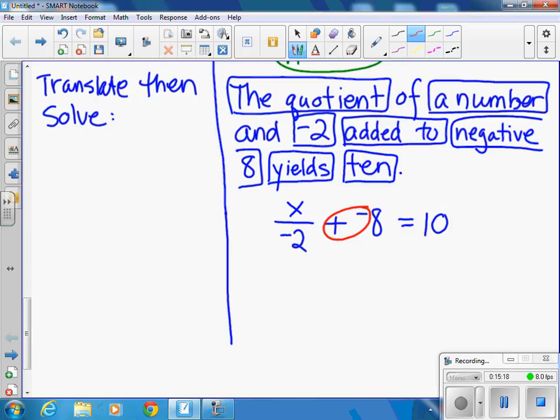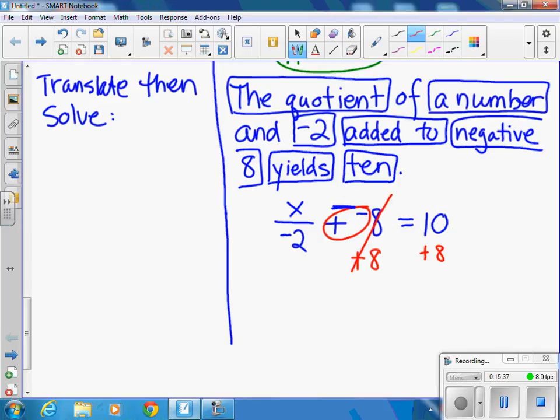We don't like double signs. We want that to be a subtraction. So that means I'm going to make that subtraction. So that's going to become a minus, and now that is the minus 8. So now I am still going to add 8 to both sides, but I definitely want to get rid of those double signs first. And I'm going to add 8 over here.